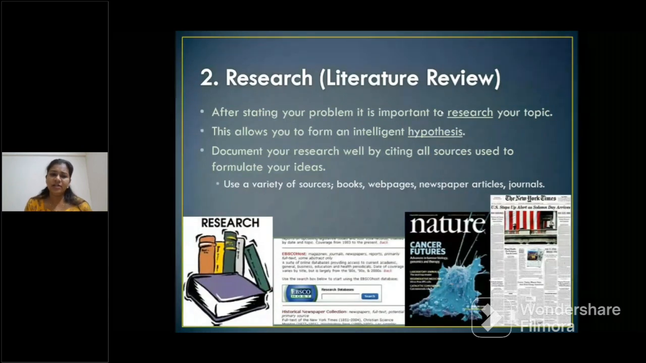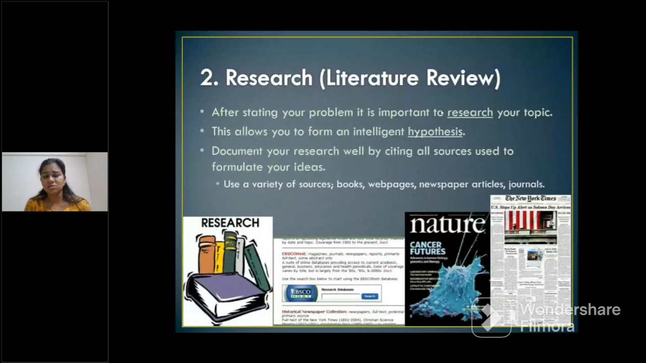You can use a variety of sources, books, web pages, newspaper articles, journals, blogs. Of course, I will recommend, do not take any information directly from Wikipedia.